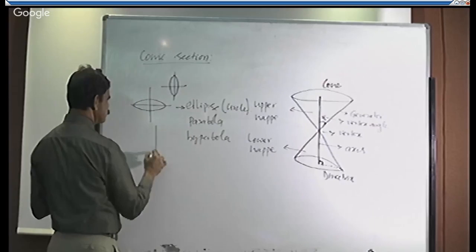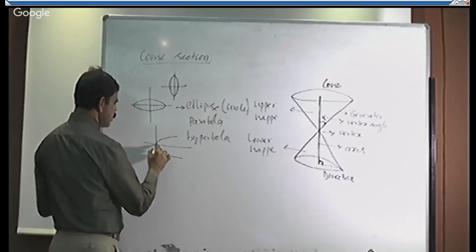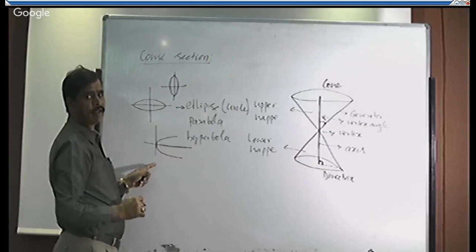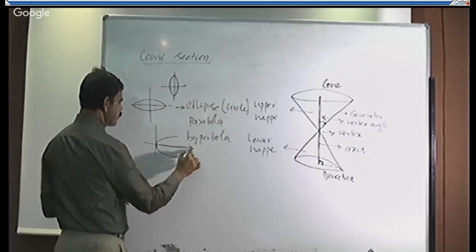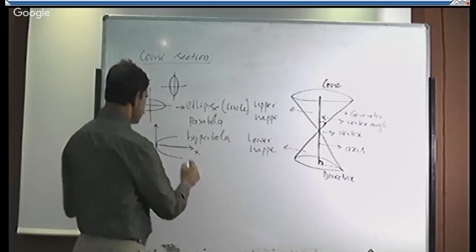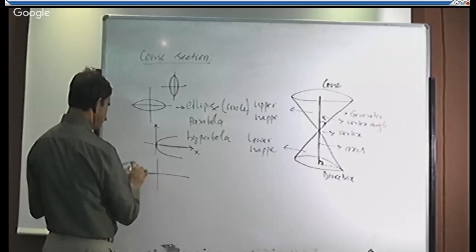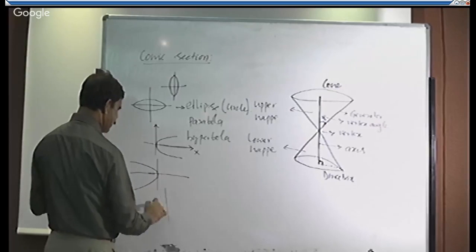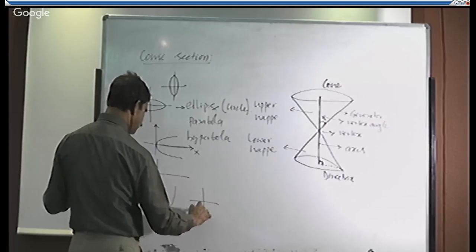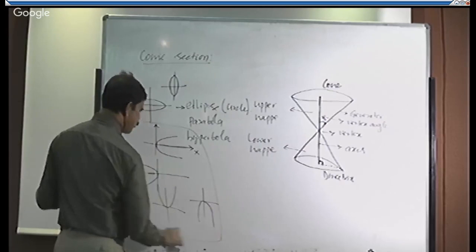Parabola. So this is a parabola. Here, the axis is the X-axis. The axis of the conic, or axis of the parabola, is what? The X-axis. There will be four forms of parabola. See, this is one case. This is the other case. This is the third case. And this is the fourth case. These are the types of parabolas.